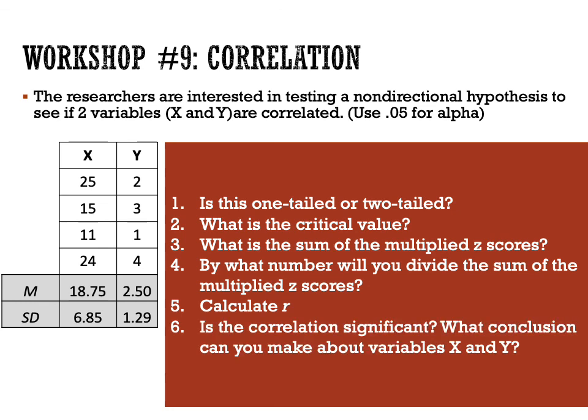And then finally, you'll make a decision. Compare your calculated r value to the critical value to determine if your correlation is significant and what conclusion you can make about variables X and Y. In other words, you're just going to say, are X and Y correlated? If so, what is the direction of that correlation? Is it negative or positive? As a bonus, you can go ahead and include what's the strength of that correlation. Is it small or weak? Is it moderate or strong?